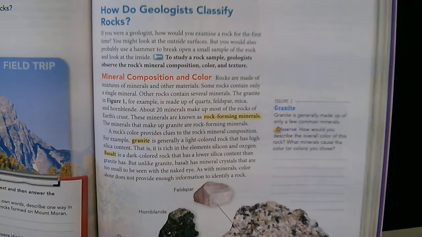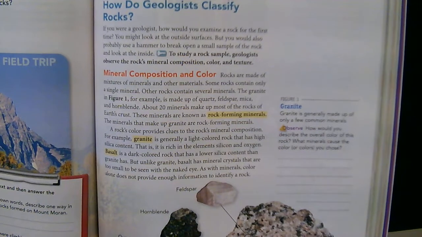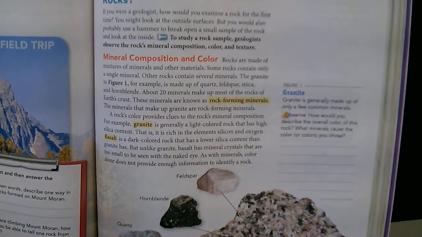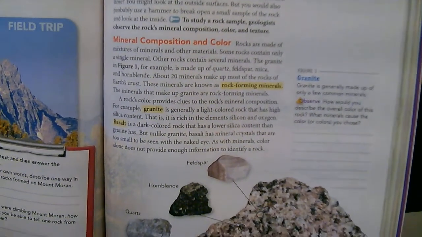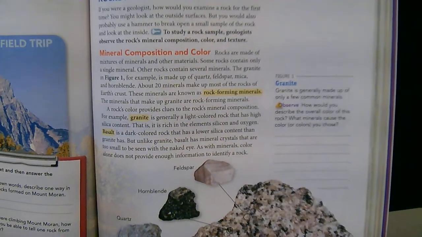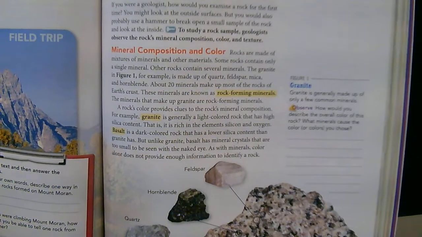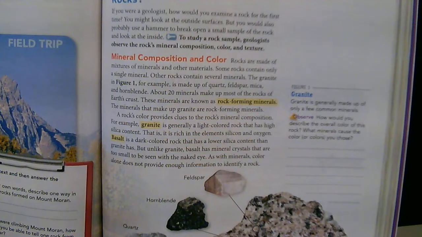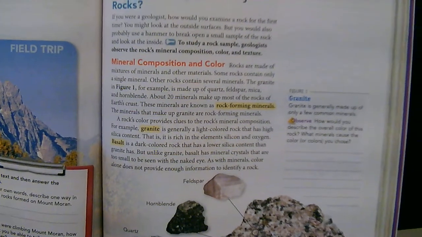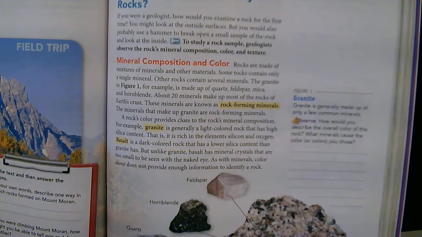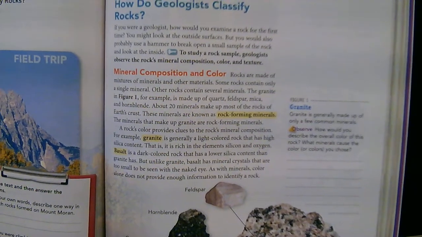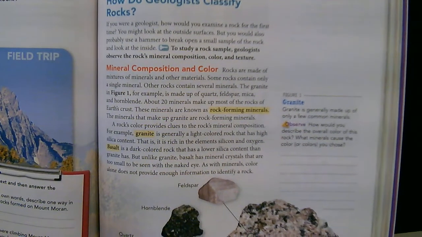Mineral composition and color. Rocks are made of mixtures of minerals and other materials. Some rocks contain only a single mineral. Other rocks contain several minerals. The granite in Figure 1, for example, is made up of quartz, feldspar, mica, and hornblende. About 20 minerals make up most of the rocks of Earth's crust. These minerals are known as rock-forming minerals. The minerals that make up granite are rock-forming minerals.